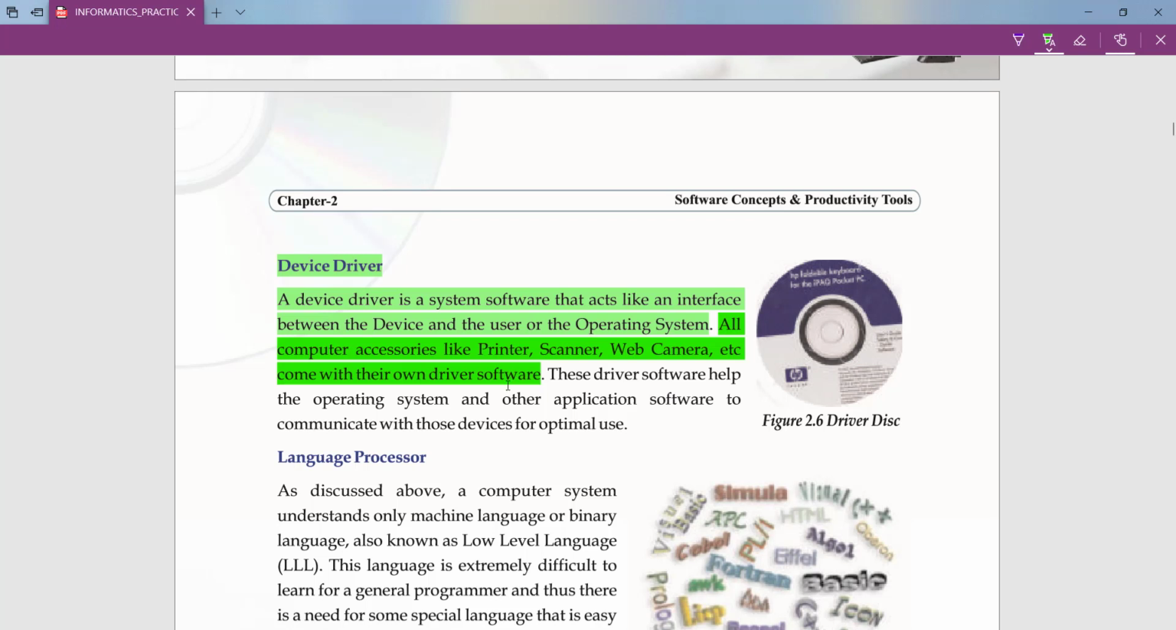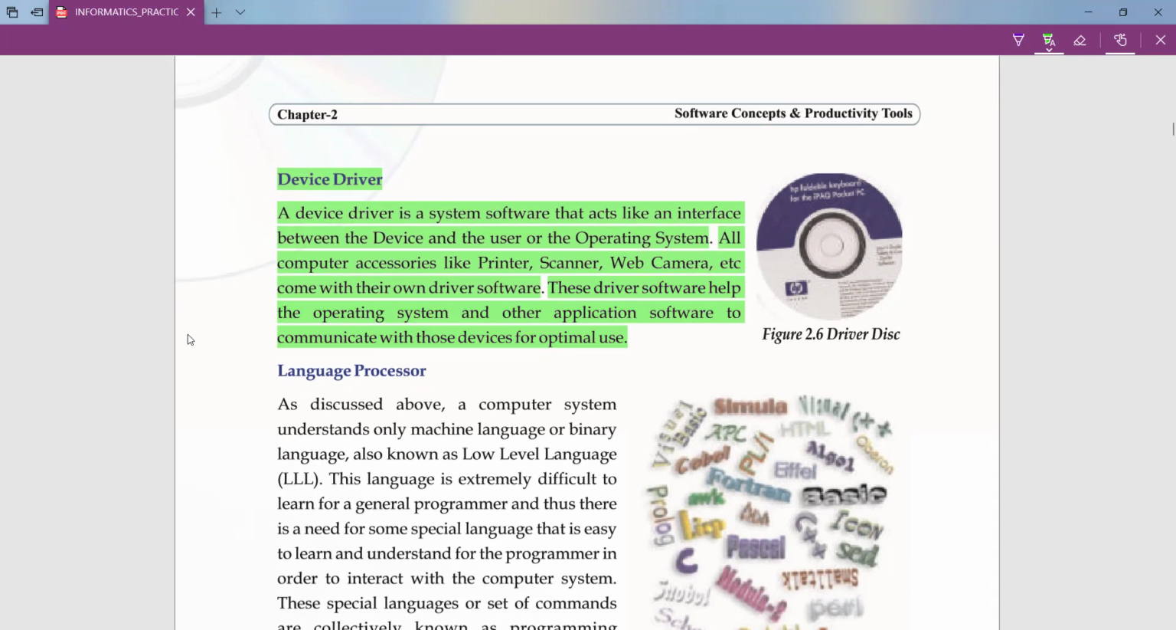particular device. So this driver software helps the operating system and other application software to communicate with those devices for optimal use. It means if we want to make the best and proper use of all these devices, you have to install the device driver. So note down this definition.